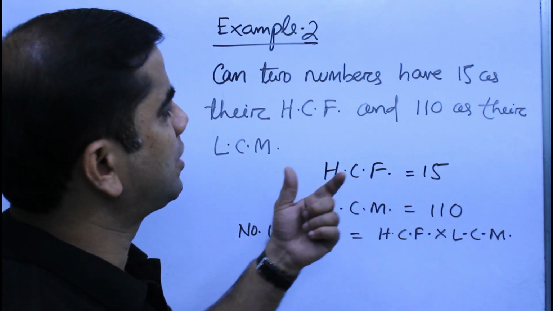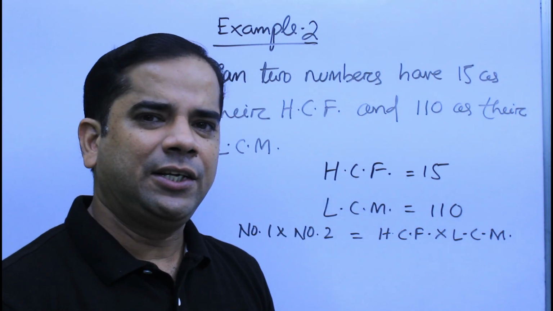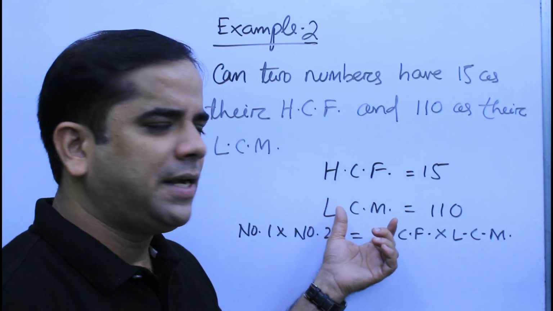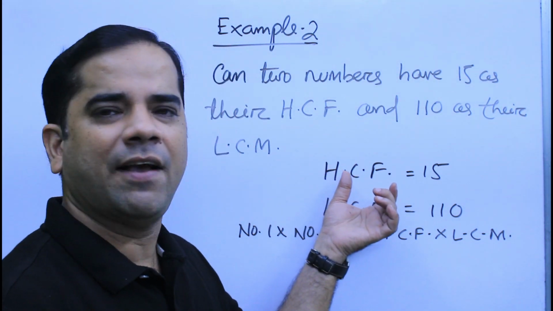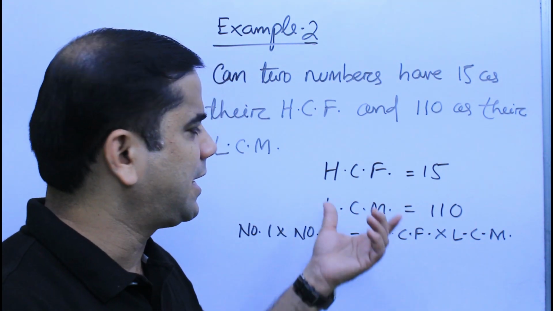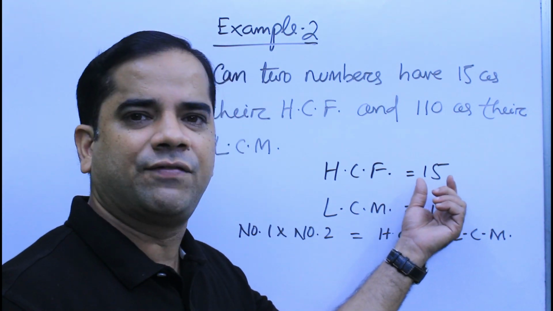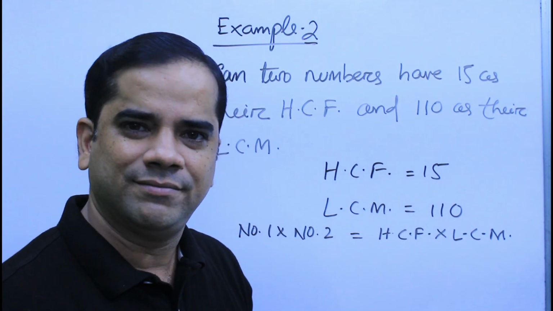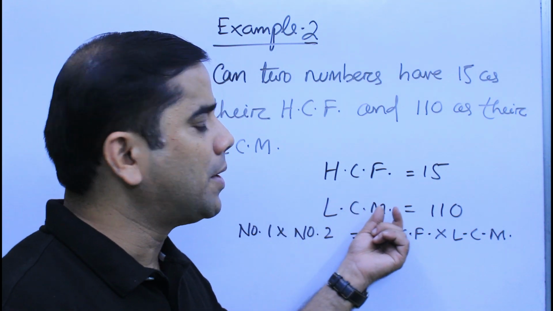So, can two numbers have 15 as their HCF and 110 as their LCM? Students, you need to understand a concept. LCM is lowest common multiple, and HCF is highest common factor. Factor is nothing but a divisor. If two numbers have highest common factor 15, that means those two numbers are divisible by 15. Fine. And LCM is lowest common multiple.